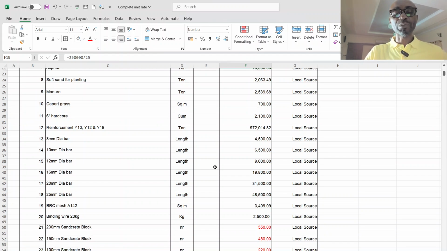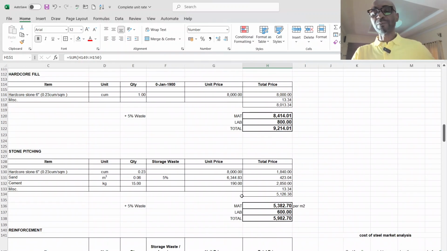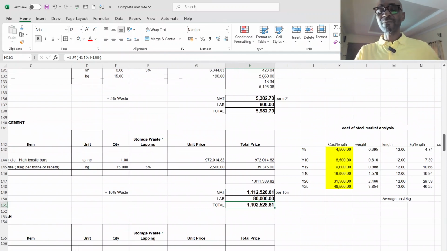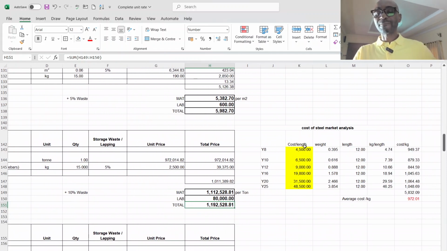9,500. Your reinforcement, the length 4,000. All of this, and for you to get the cost per ton for this various reinforcement, I came to this place. I got the cost per each length of the bars, divided it by 12 to get the cost per one meter. Then average it to have this for 975 per kg.